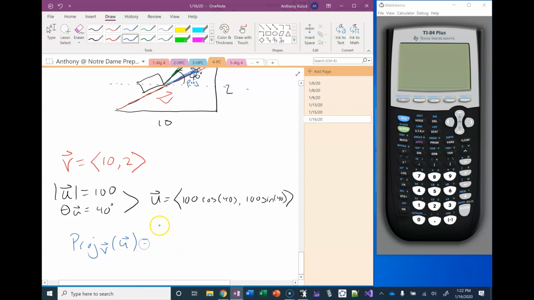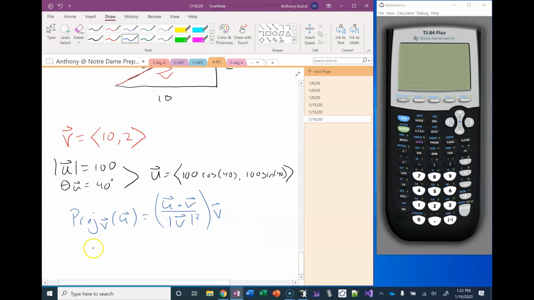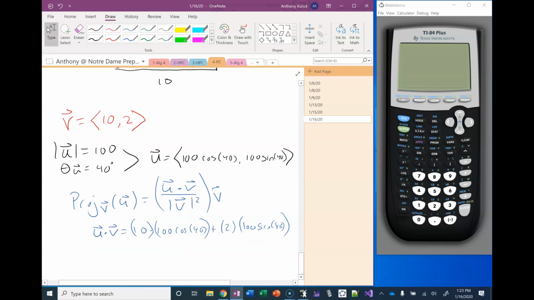Now if I look at my projection, to do that I need u dot v over the magnitude of v squared times vector v. So I'm going to do this in 2 steps. I'm going to calculate u dot v, which is going to be 10 times 100 cosine 40 plus 2 times 100 sine 40. Everybody okay there?